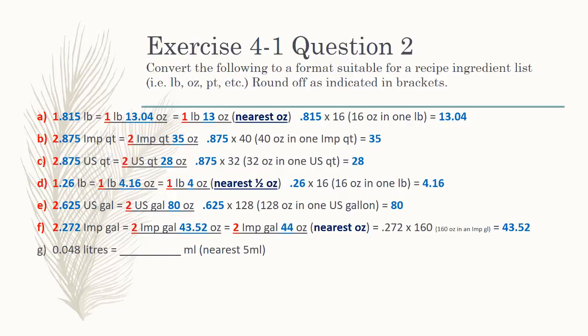Next up, decimal 048 liters. And we want to convert that to milliliters, and then of course round it off to the nearest 5 milliliters. So what we're going to do is multiply decimal 048 by the amount of milliliters in a liter. And again, our metric system, a friendly measurement system, we multiply by 1,000. And when we multiply decimal 048 by 1,000, we get 48. So 48 milliliters is what our unrounded answer is.